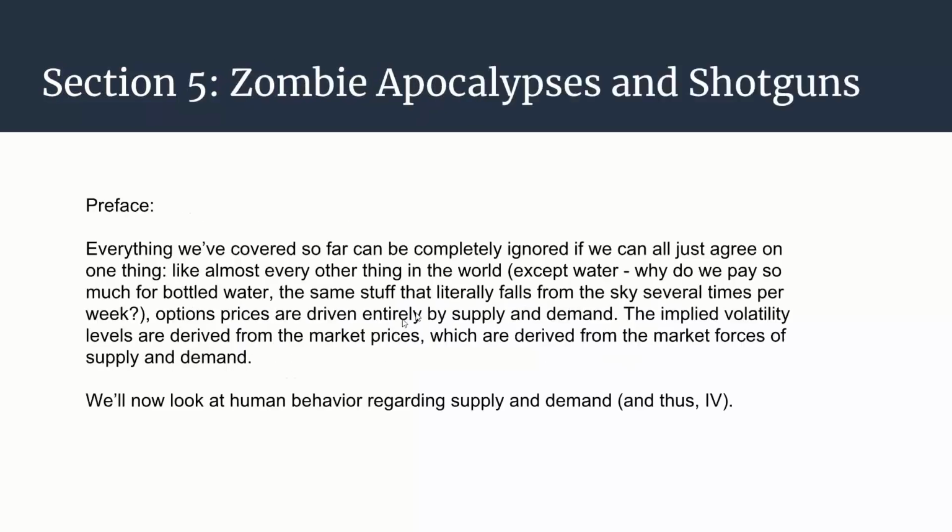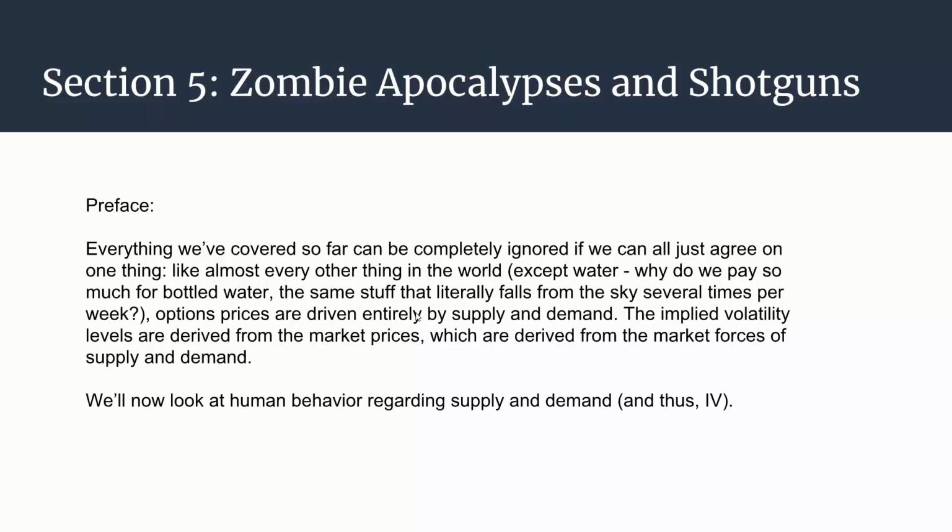Okay, so basically everything we've talked about so far is that option prices are just derived from supply and demand. If we throw out everything we know, we can just say that all the prices ultimately come from supply and demand. All the numbers are just mathematical representations of supply and demand. So now the next part of the presentation, we're going to go over some human behavior regarding supply and demand, and then after that we'll talk about some practical ways to use this kind of stuff.